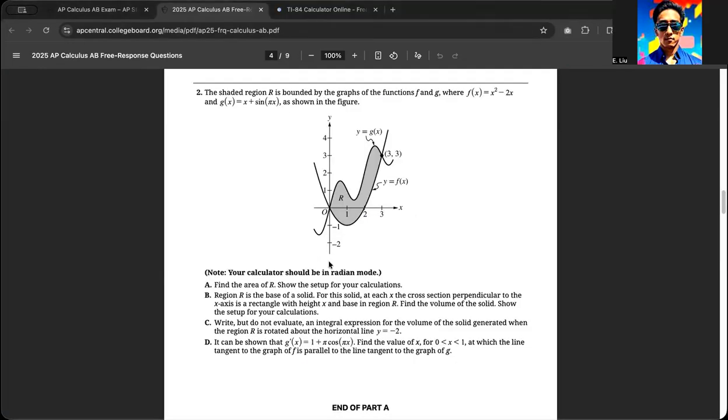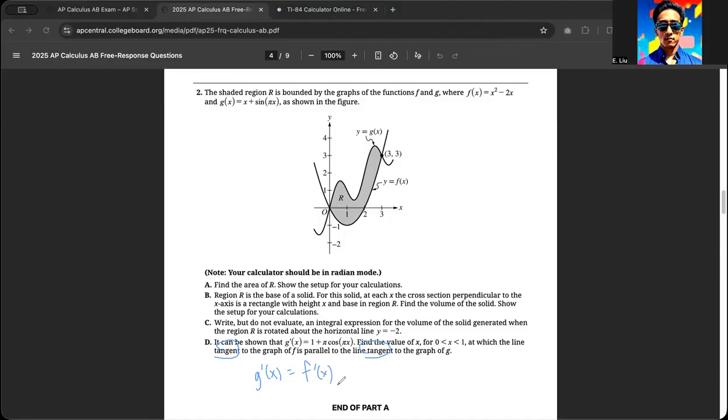Very last problem. We're making pretty good time on this. It can be shown that g prime of x, the derivative of this function, is 1 plus pi cosine pi x. Find the value of x between 0 and 1 at which the line tangent to the graph of f is parallel to the line tangent to the graph of g. It's kind of hidden within the wording, but when you see tangent lines, what you're basically saying is that the derivative of this is equal to the derivative of the other.